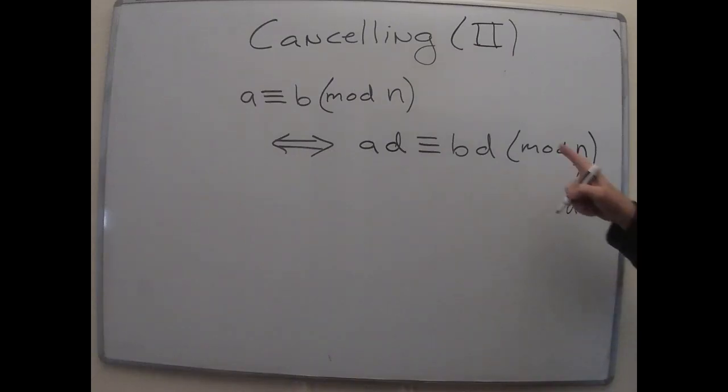Before, there was a d in each one of these terms. Now, there's no d here. So just notice that the modulus isn't changing in this one. Both congruences are done mod n, but we have multiplied by d.